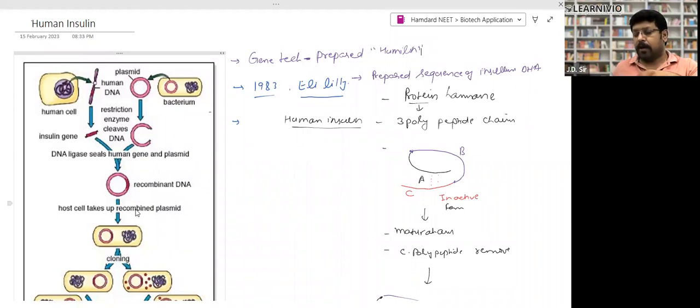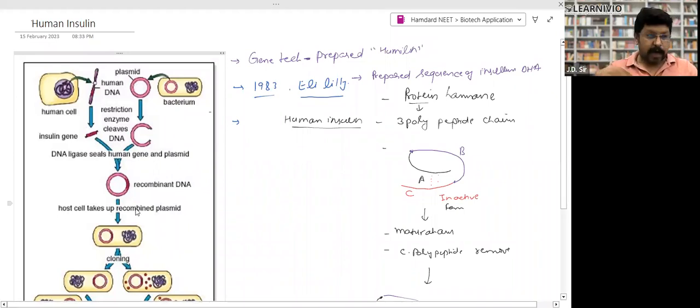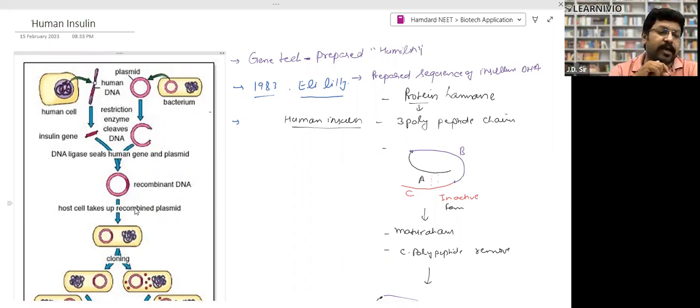Look, when human insulin is produced naturally in our body, what happens? The human insulin, which is inactive, is produced in our beta cells of Langerhans. When it is produced in beta cells, it has three polypeptide chains: A polypeptide chain, B polypeptide chain, and C polypeptide chain. These polypeptide chains are folded with the help of sulfur bridges or disulfide bonds. Then this inactive insulin goes for maturation.